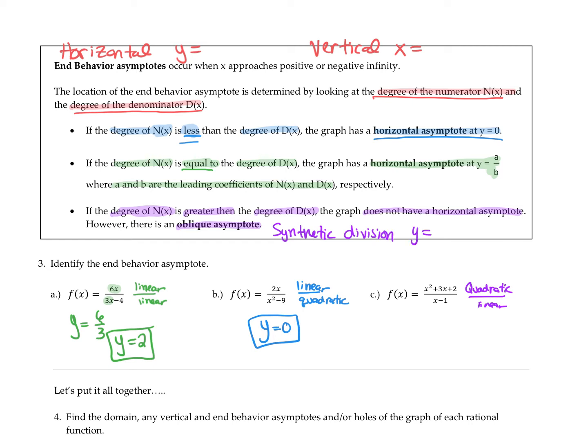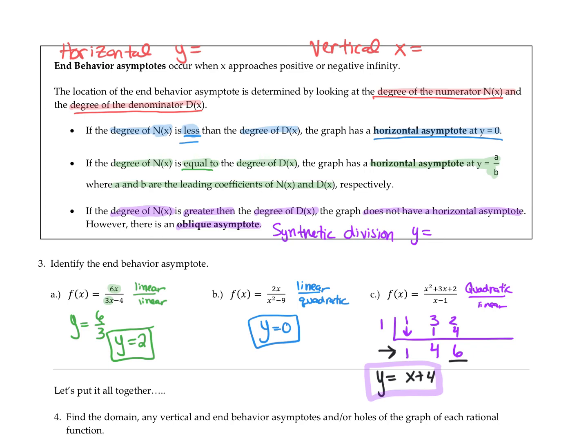So I'm going to do 1 and then 1, 3, 2. So bring down the 1, multiply, add, multiply, add. So I am actually not worried about my remainder at all. I just want to worry about the part that's the polynomial, so x plus 4. So my oblique asymptote would be at y equals x plus 4. So oblique or a slant asymptote.